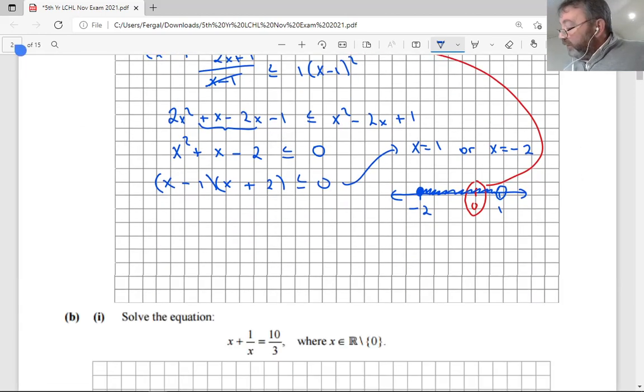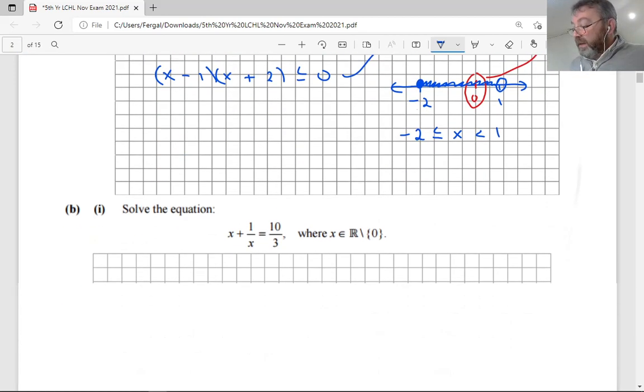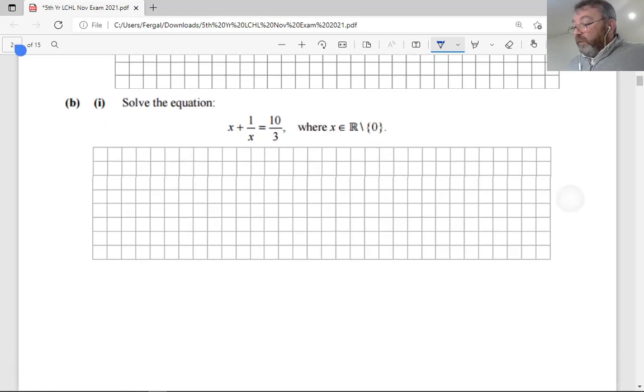Well, I can write that down as minus 2 less than or equal to x, which in turn is less than 1, because it's not allowed to be equal to 1 as per the question. Okay, solve the equation x plus 1 over x equals 10 over 3. Here we go again with fractions. You clear fractions at every single chance.